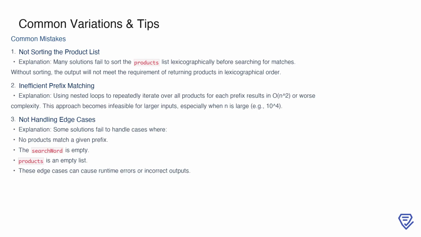Solutions that fail to address situations where no products match a prefix, the search word is empty, or the products list itself is empty may produce runtime errors or incorrect results. Ensuring your solution accounts for these scenarios is essential for robustness.